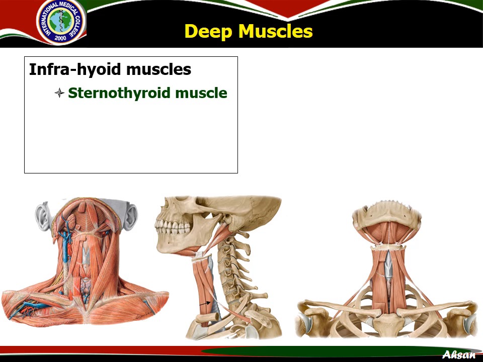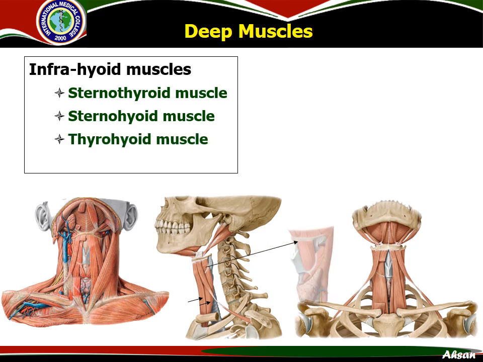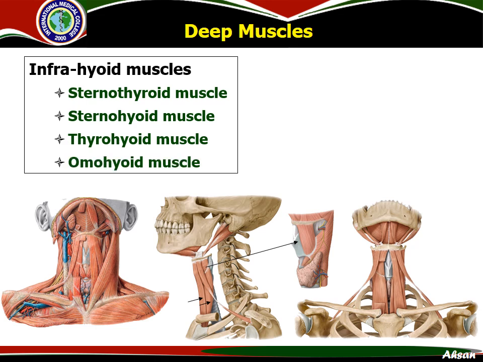Sternothyroid muscle: sternum to thyroid cartilage. Sternohyoid muscle: going from the sternum to the hyoid bone. Thyrohyoid: going from the thyroid cartilage to the hyoid bone. Omohyoid is a relatively longer muscle extending from the hyoid bone below to the scapula. The arrows show the respective muscles one by one.